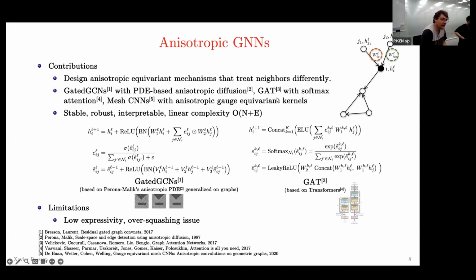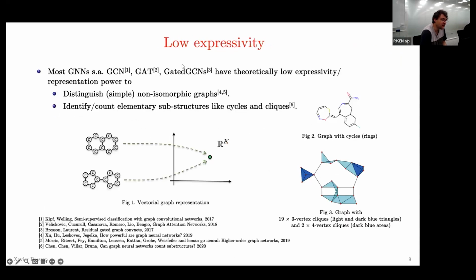At the same time, there was GAT, developed by Petar Velickovic and Yoshua Bengio. They use a softmax attention inside their network. They developed it at the same time as our model, but they got much more attention for this. There are still limitations. These techniques have low expressivity, and I'm going to explain what that is in the next slide. And they have the oversquashing issue. There are different ways to define expressivity for a class of functions, but for graphs, we say they have low expressivity if they are not able to distinguish non-isomorphic graphs.